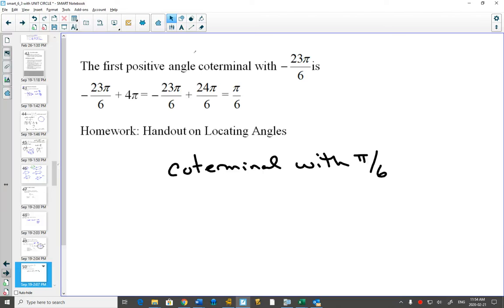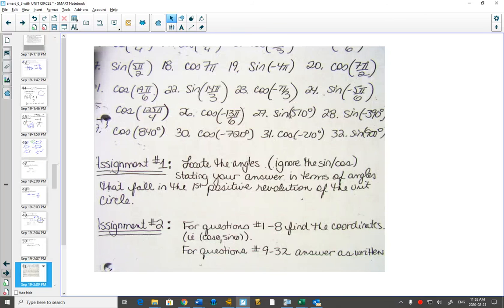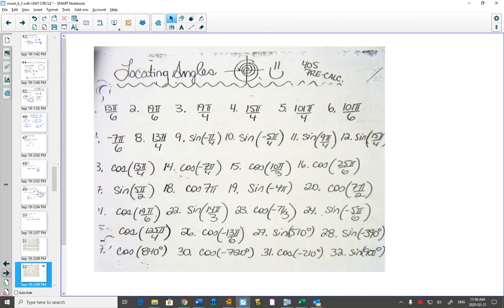So our next homework that we're going to work on for the rest of class has two assignments. Assignment 1: you need to locate the angle, ignore the sine or cos in assignment 1, and you need to state the angle that is coterminal in the first positive revolution. So for example, question number 1, 13 pi over 6, as a mixed fraction is 2 and 1/6 pi.